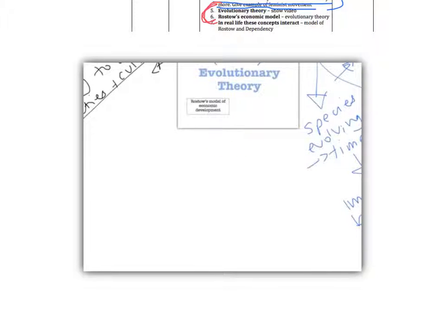So an example of a neo-evolutionary theory, and neo just means new. So when we say a neo-evolutionary theory, we just mean a new, updated evolutionary theory. An example of that is Rostow's model of economic development.